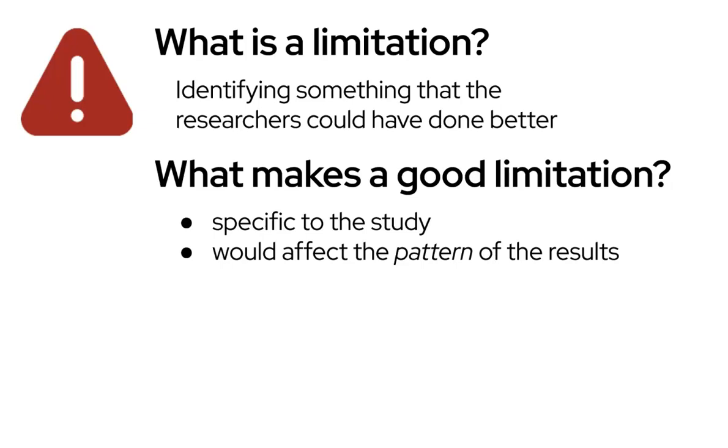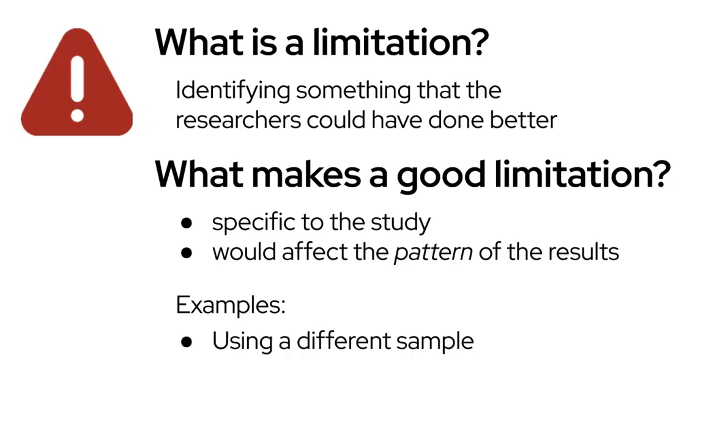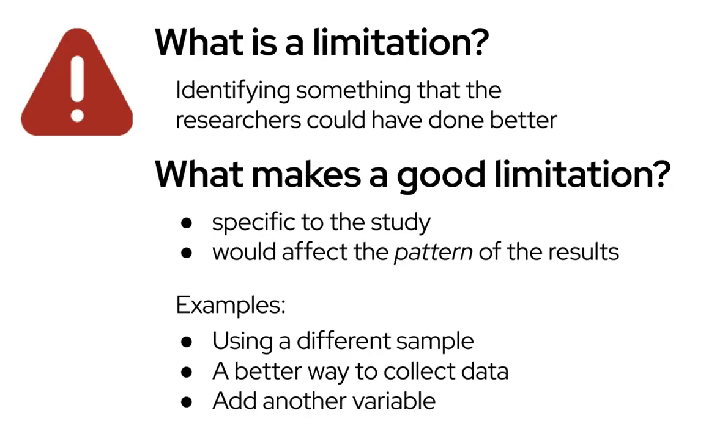the results. If it's a correlational study, we're looking for something that would change the strength or the direction of the correlation. And if it's an experiment or a quasi-experiment, then this means something that would change the magnitude of the difference between the results for each group. If you're trying to think about how to identify a limitation, some suggestions are to think about how the results might be different if the researcher used a different sample, or collected data in a different way, or added in one or more new variables.